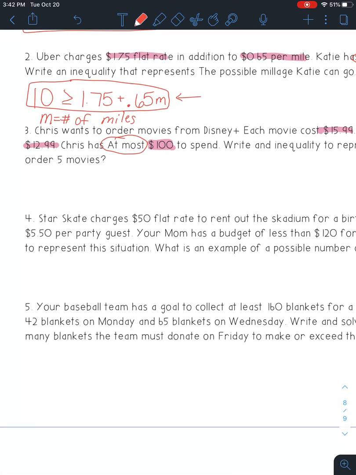All right, so let's dig in. He's got the $100, so I'm going to put that over here. That's his budget, right? Okay, he's got $12.99 that he's already paid, plus $15.99 per movie that he'd like to rent. Again, I'm adding a variable, so I have to label my variable. M is the number of movies.